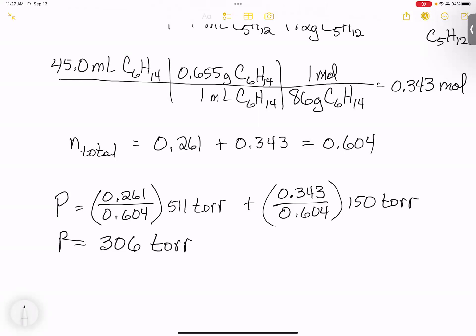Folks, the major trick to boiling point elevation, freezing point depression, and vapor pressure of a solution is knowing your concentration units and how to get to them. That is the trick to it all.